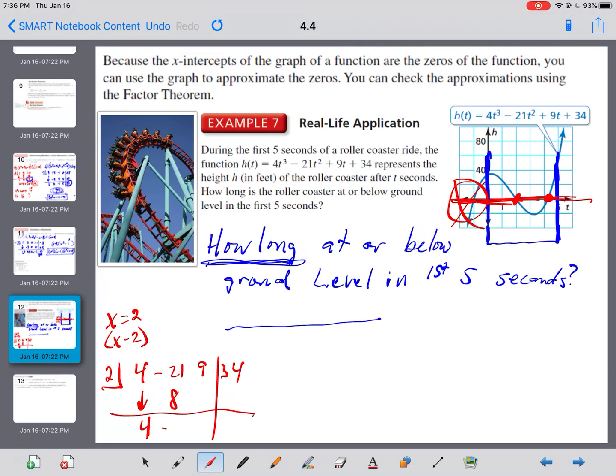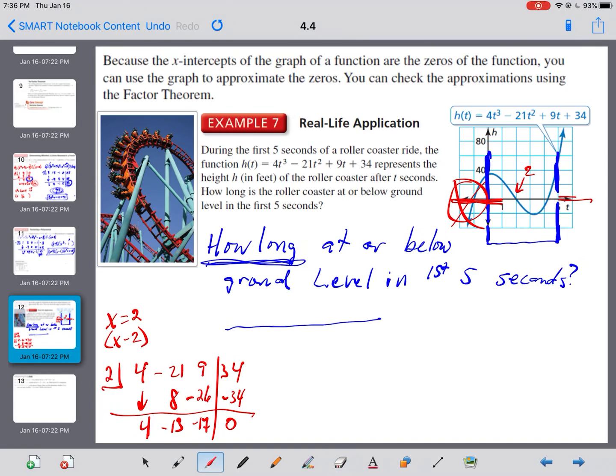2 times 4 is 8, which makes negative 13. Negative 2 times negative 13 is negative 26. And if we do that, that's going to be a negative 17, which makes negative 34, which makes 0. So yes, 2 is a factor. So we know at 2 seconds. We guessed because the graph, and I'll erase it so you can tell, the graph kind of looks like it crosses at 2 seconds. Now we know it definitely does cross, that this is at 2.